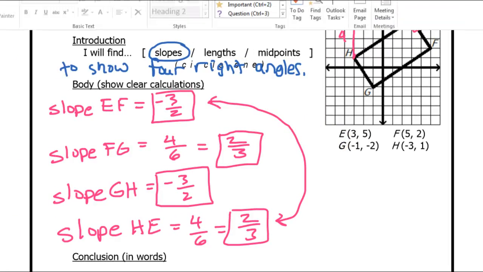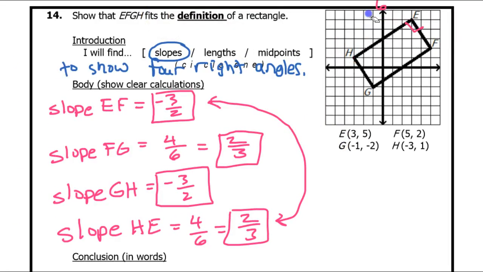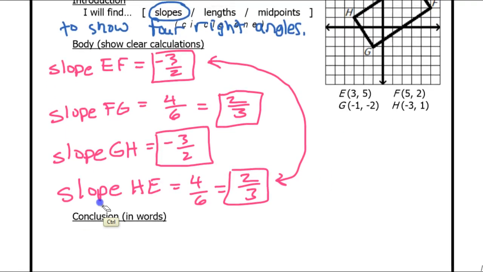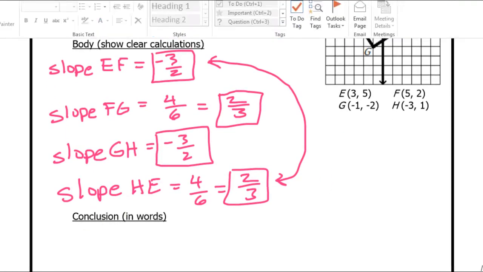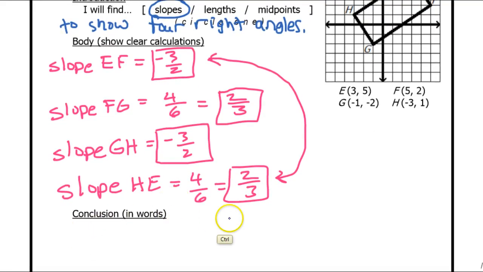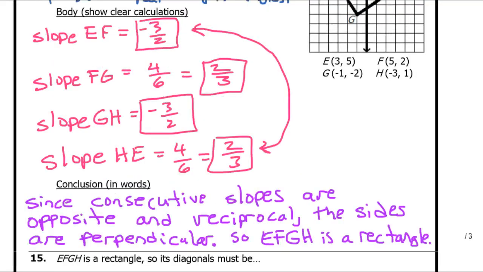So that's it for the body. I have my clear calculations shown. So now it's time for the conclusion. So let me go ahead and write it down first. So there's my conclusion. Since consecutive slopes are opposite and reciprocal, the sides are perpendicular. So EFGH is a rectangle.